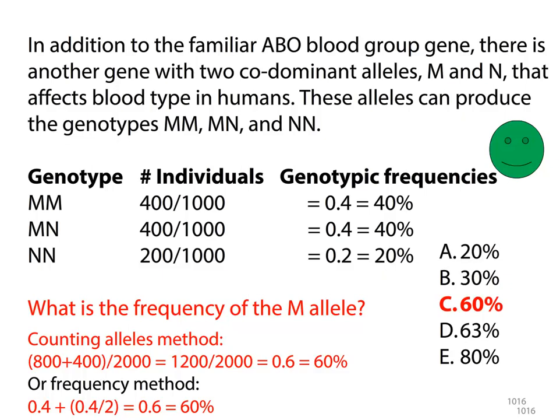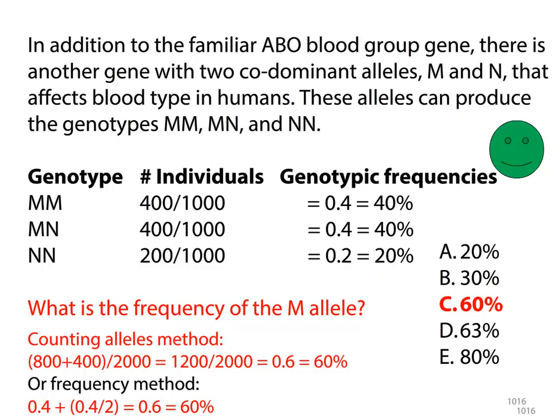So in order to figure this out, there's 2 ways you can do it. You can take the counting alleles method, where you have big M individuals times 2, plus the number of heterozygotes, divided by the total number of individuals times 2, which gives us 1,200 divided by 2,000, or 0.6, or 60%.